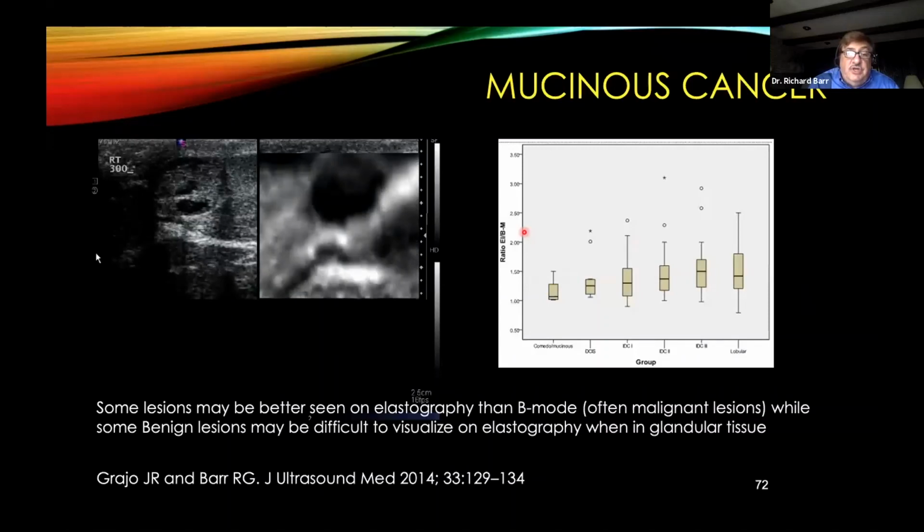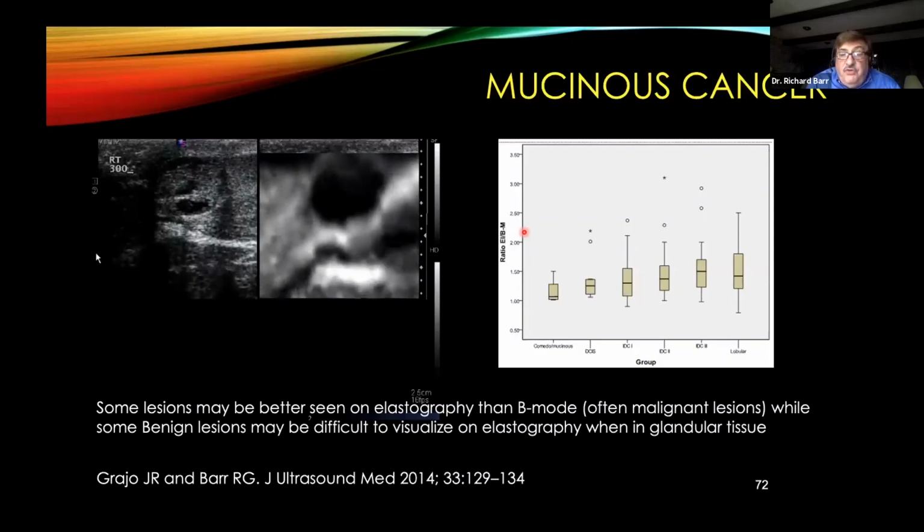And the reverse is also true, usually with benign lesions. So benign lesions such as fibrocystic disease, fibroadenomas, they have the same stiffness as glandular tissue. So if they're present in glandular tissue when we do strain imaging, they tend to blend into the background.